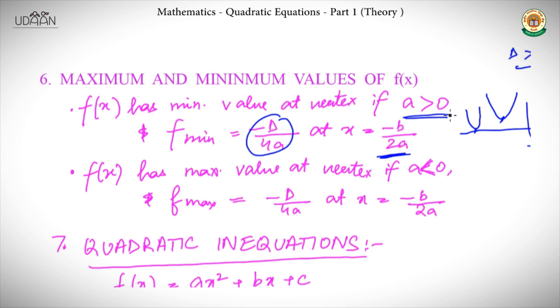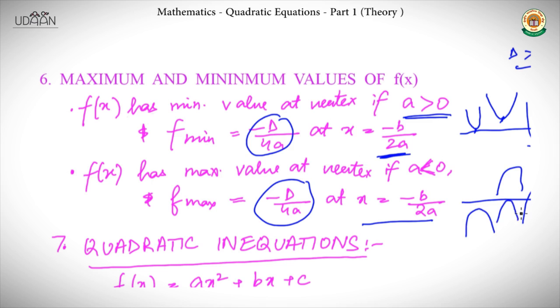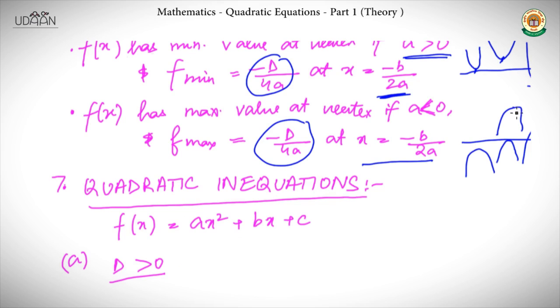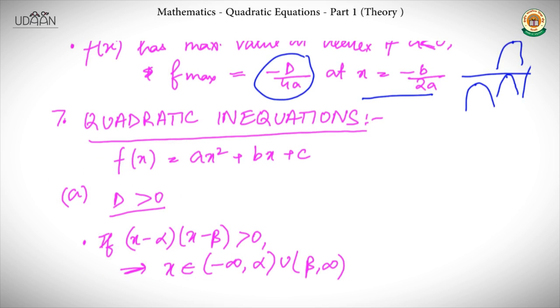We have a maximum value of the quadratic if a is less than 0, and its magnitude is minus D by 4a and it occurs at x equals minus b by 2a. That is, it could be this way. There could be many possible cases for this. In all these cases, this is the maximum value. Next we come, this was all about quadratic equations. We talk about quadratic inequalities now.